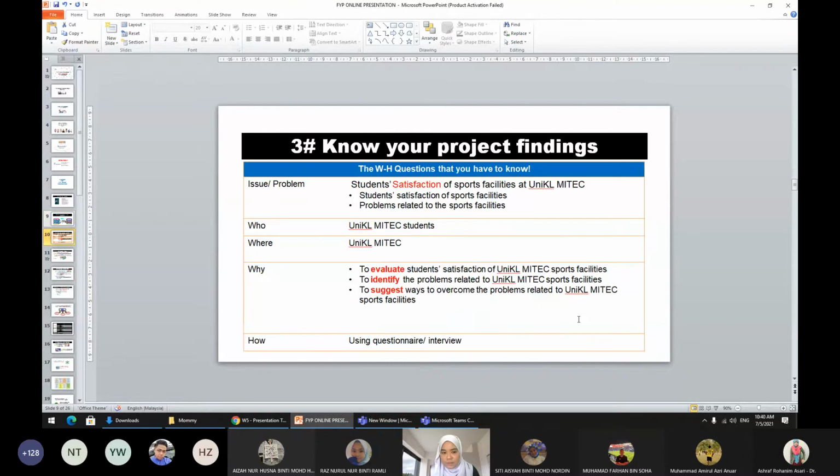Okay, moving on. So, know your project findings. Basically it's your data, right? Once you have done your final year project, you have got your data, you have analyzed your data, and then when it comes to analyzing your data, you've got your findings. For example here, I know that this is a social science example, which is not related to your studies, not related to your program. I'm just giving this as an example.